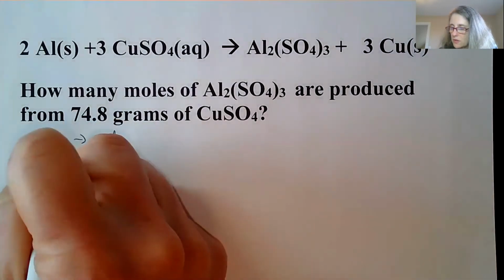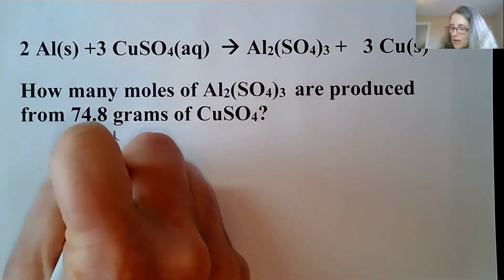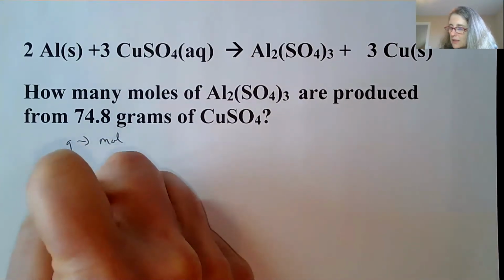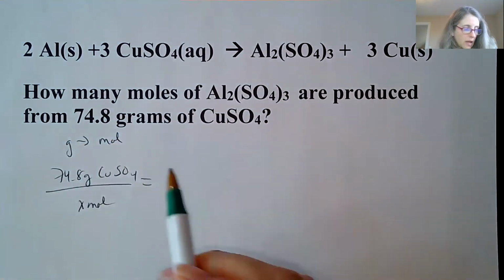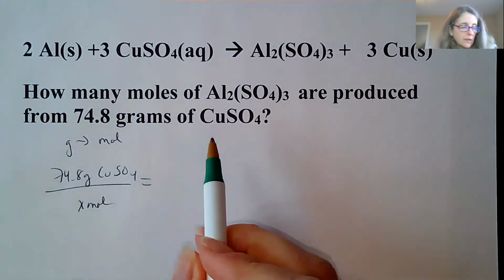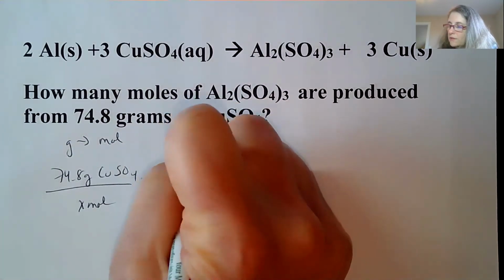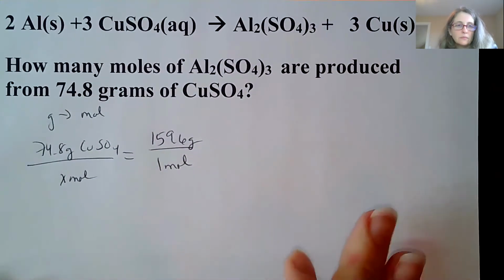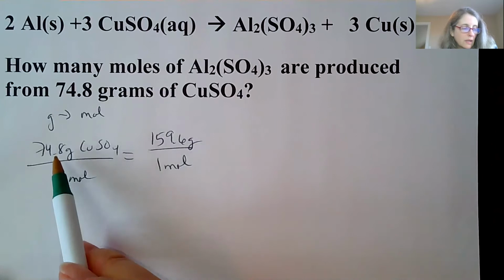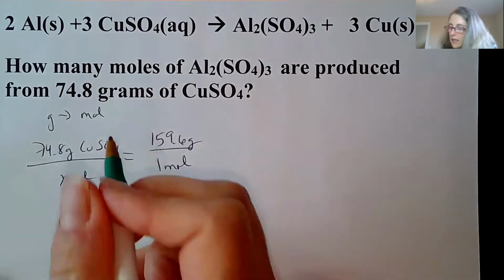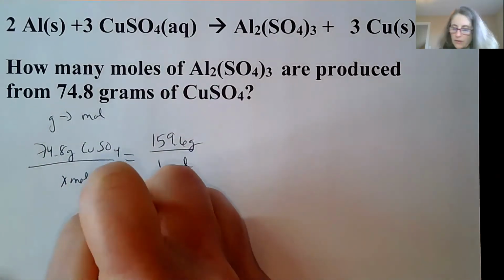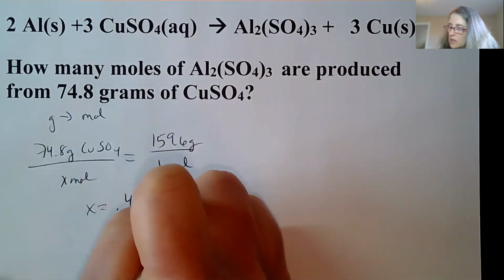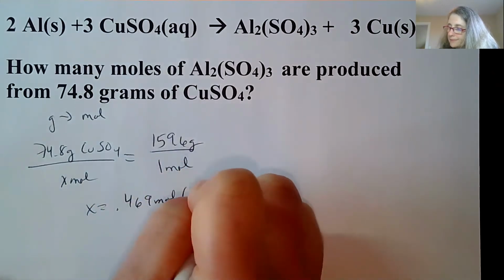That's always your first step. So 74.8 grams of copper sulfate. I need to find out how many moles that is. So I add up a copper, a sulfur, and 4 oxygens. It's around 159.6 grams for every 1 mole. So cross multiply, take 74.8 divided by that molar mass, and I get about 0.469 moles of copper sulfate.